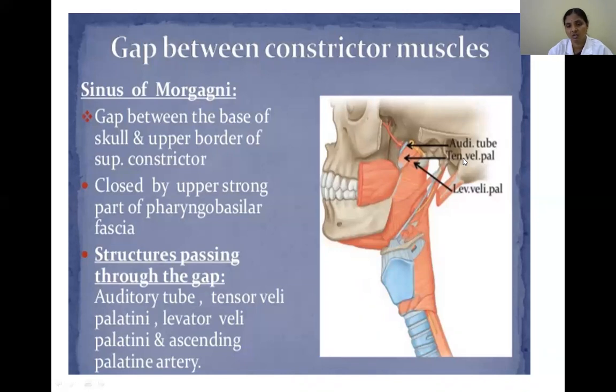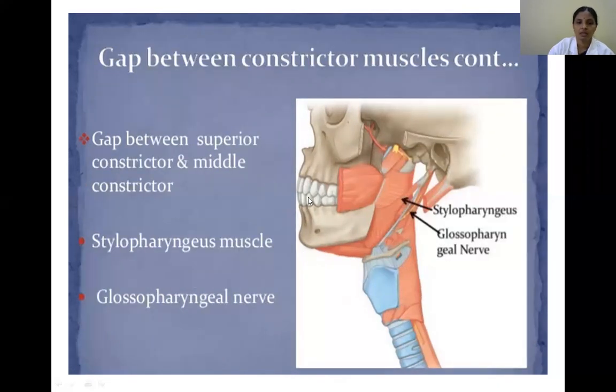Then a muscle which passes through this gap, that is the tensor veli palatini muscle. So this is very important here. Auditory tube and tensor veli palatini, and of course levator veli palatini. These are the structures passing, and an artery is also passing here. The palatine branch of the ascending pharyngeal artery and the ascending palatine artery also pass through this space. So what is this space? The sinus of Morgagni.